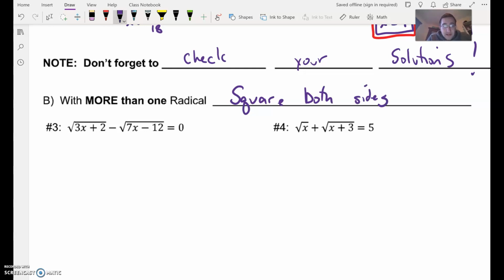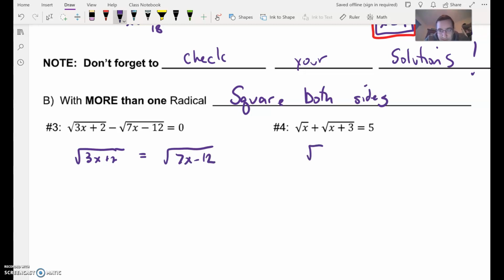Me personally, I like moving to where there's one radical on the left side of the equals and one radical on the right side. See how both radicals are on the left over here and both radicals are on the left over here? I personally like to separate them. I think it makes your life easier. If there are 3 radicals, then obviously you're stuck. But I like to personally write this as the square root of 3x plus 2 equals the square root of 7x minus 12, and then we're going to square both of those.